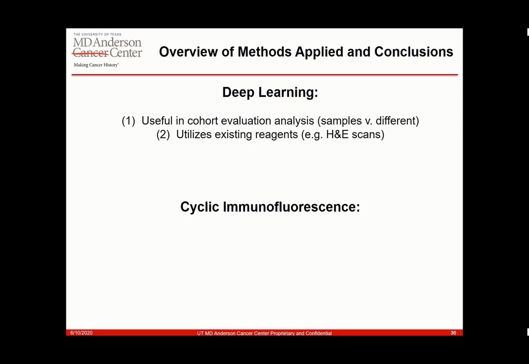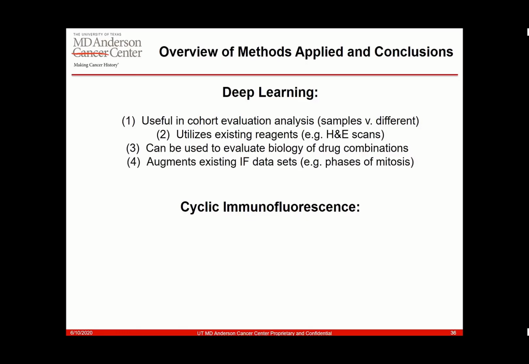One nice thing is that it allows you to utilize existing reagents that you already have, like H&E scans. And as I mentioned and showed you an example, it can be used to evaluate the biology of drug combinations. And lastly, I feel that it already augments existing IF data sets, for instance, phases of mitosis. This is something that we're constantly evaluating, really trying hard to push the boundaries on the reagents that we already have. How do we get more information? How do we get higher quality of information from existing data sets that we already have?